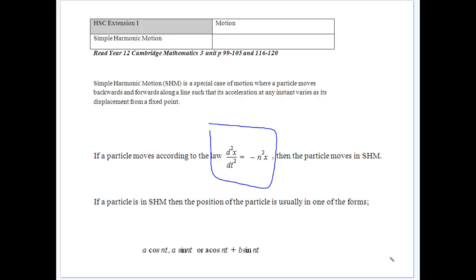We want to now look at something we call simple harmonic motion. Now, simple harmonic motion is described as a special case of motion. The particle moves backwards and forwards along a line, such that its acceleration at any instant varies as its displacement from a fixed point. What does it mean?